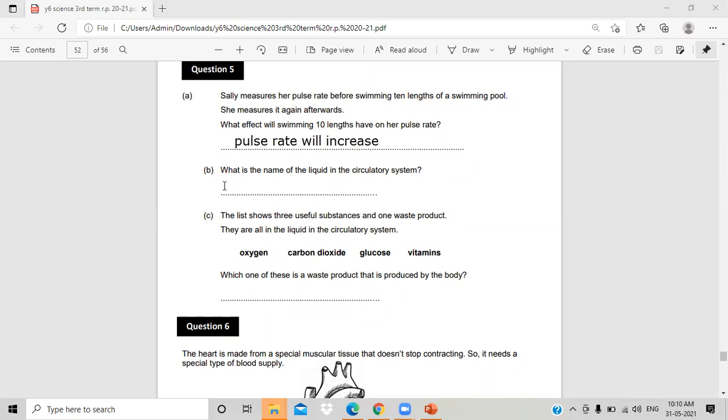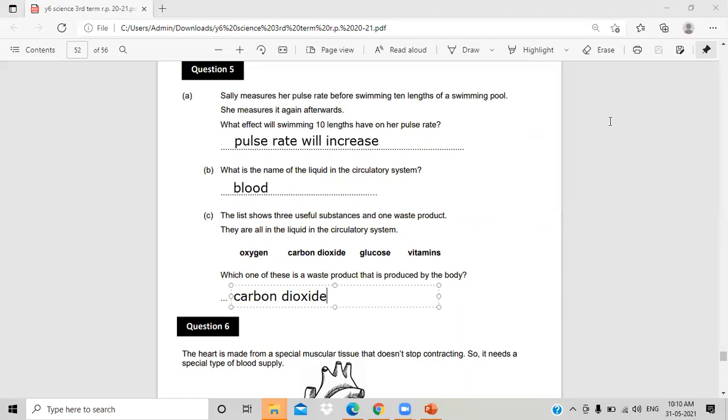Okay, continue, Ahmed. What is the name of the liquid in the circulatory system? Blood. And here they say that those are nutrients that your body needs, and one of them is a waste product. Which one of them is a waste product? We put the carbon dioxide. Carbon dioxide. Thank you, Ahmed.